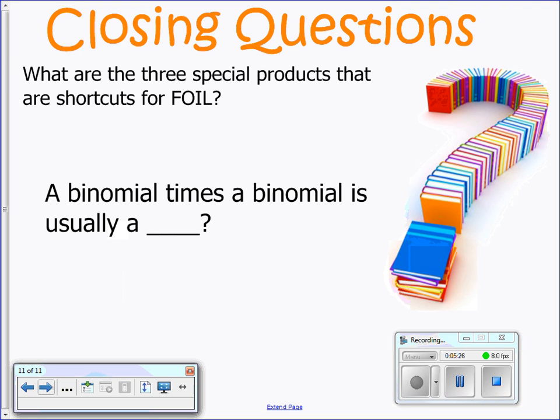So what are the 3 special products that are shortcuts? We got square of a sum, square of a difference, and product of a sum and difference. A binomial times a binomial usually is a trinomial.